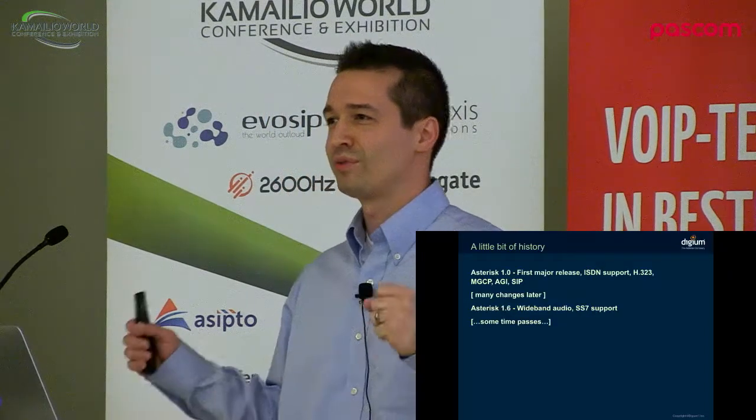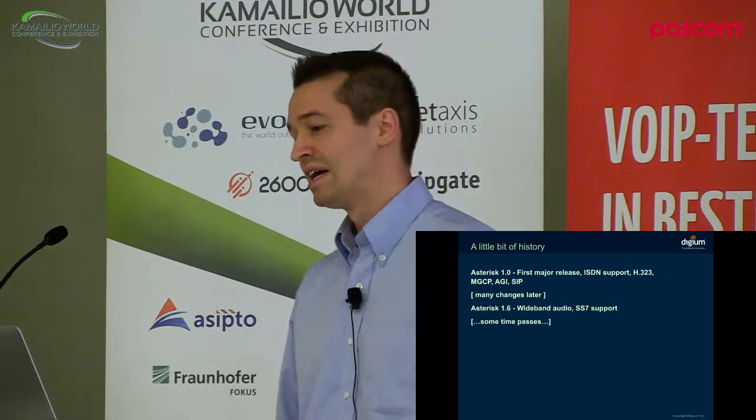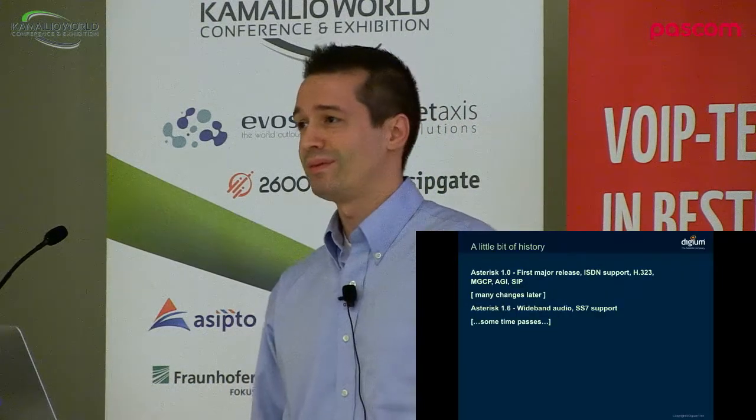The first major release was 1.0. It included ISDN as well as analog telephony support. It included H.323 support, which I'm sure everybody's thrilled about at this point, right? Thrilled that it's way back there, right? It included MGCP support. It included AGI, one of the big programming interfaces that some of you still use to control Asterisk, as well as the SIP channel driver. So it was a fairly complete release if you look at things.